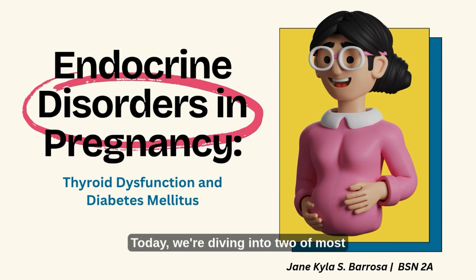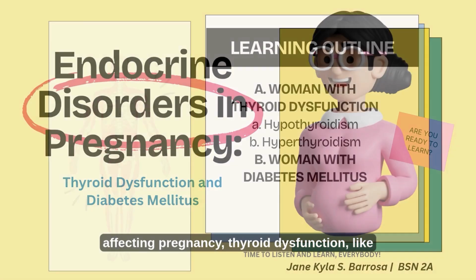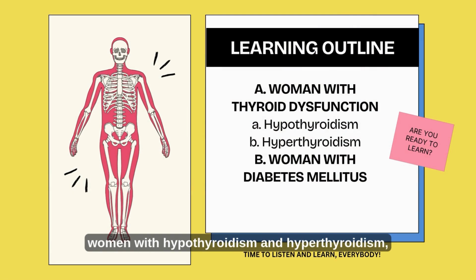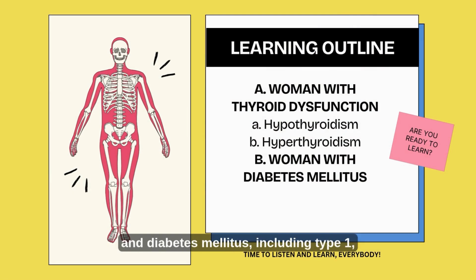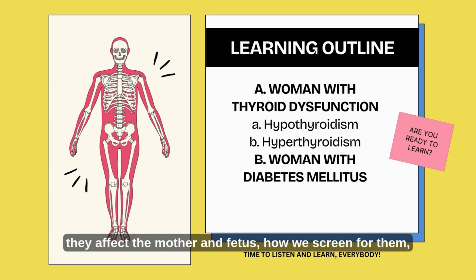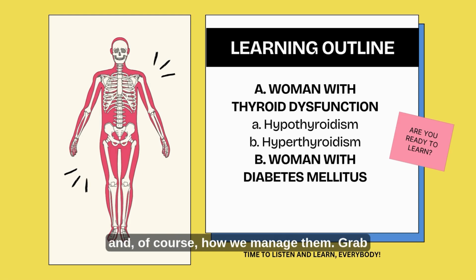Today, we're diving into two of the most common and high-impact endocrine conditions affecting pregnancy: thyroid dysfunction, like women with hypothyroidism and hyperthyroidism, and diabetes mellitus, including type 1, type 2, and gestational diabetes. We'll talk about their definitions, pathophysiology, how they affect the mother and fetus, how we screen for them, and of course, how we manage them.